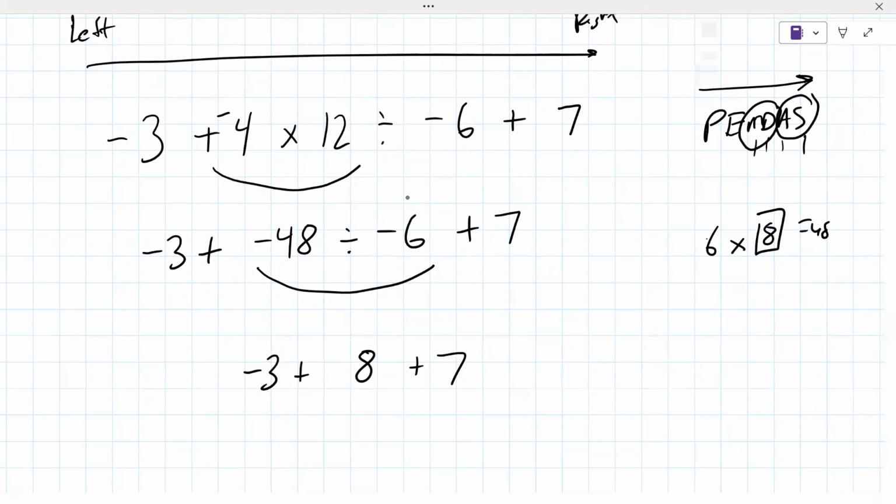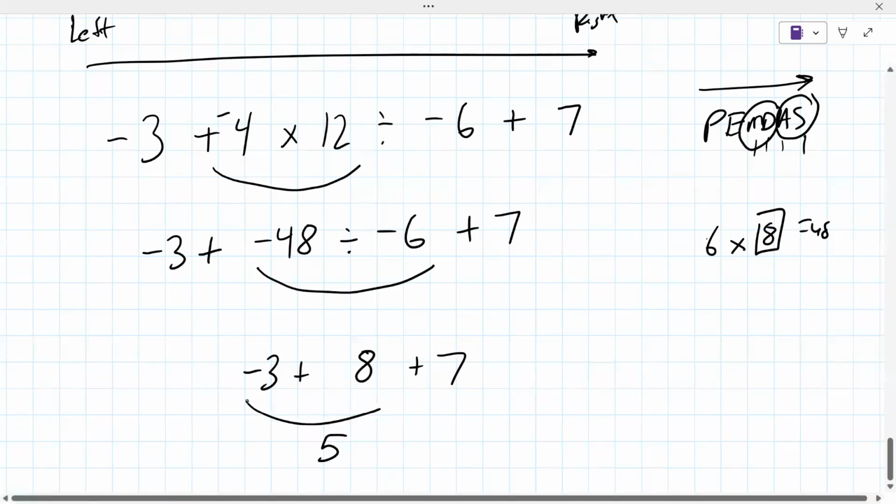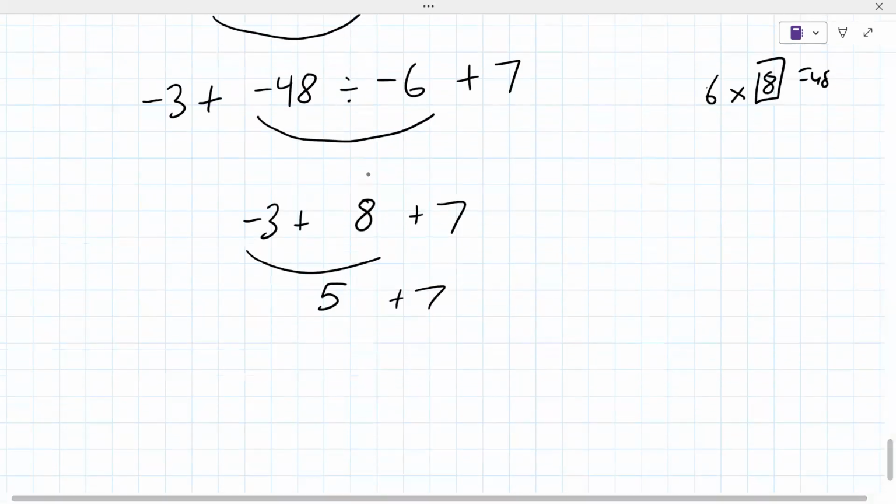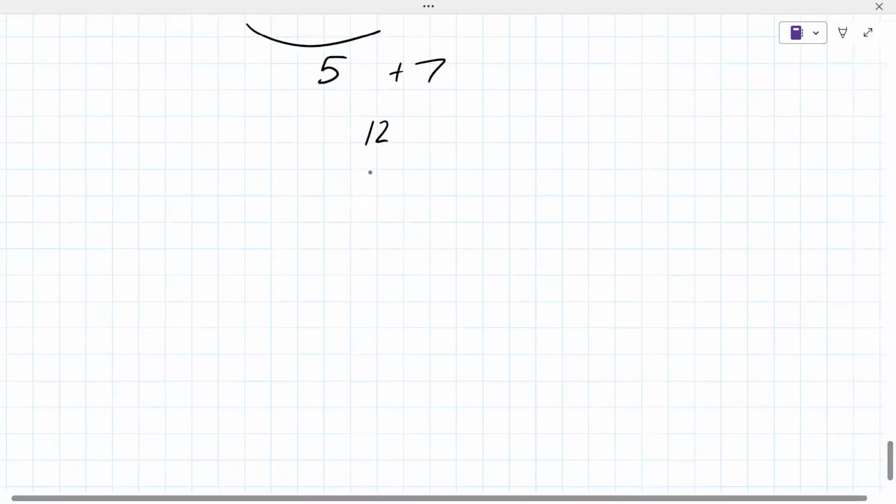Okay. All right, so keep going here. What is -3 plus 8? Since they're different signs, you'll do them without the sign. So 8 subtract 3, so it would be +5. Okay, so this becomes +5 plus 7, which will equal +12. All right. Do a couple of quick problems here.